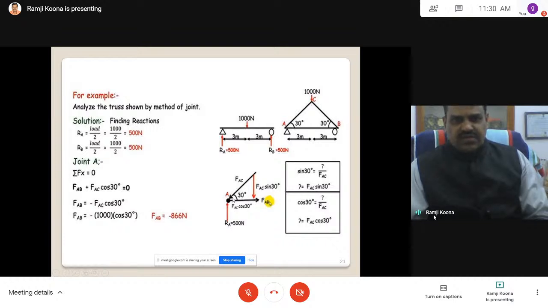Here I am considering FAB away from the joint. This is towards the joint, or you can consider this away from the joint. The choice is yours. Then this is the reaction.